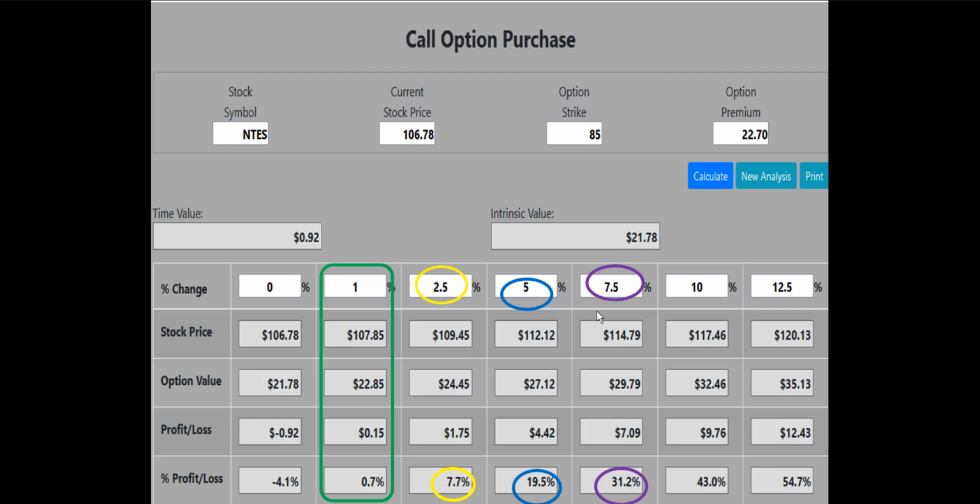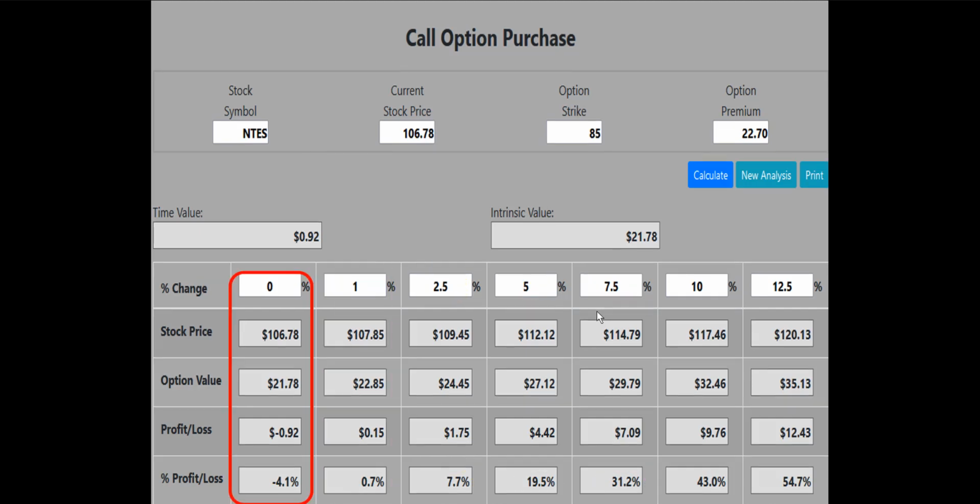The 10% and 12.5% numbers are also displayed. You can see that the profits get better and better. And notice that if the NTES stock price does not make the expected move up and remains flat at expiration, the 85 call would only lose minus 4.1% or minus $92 compared to the minus 75.8% or minus $557 loss for the 105 strike call that we looked at earlier.